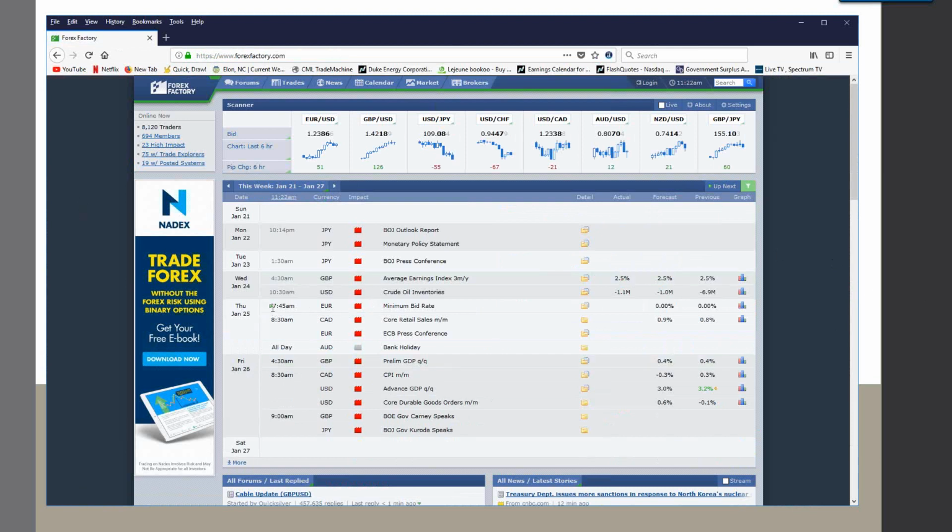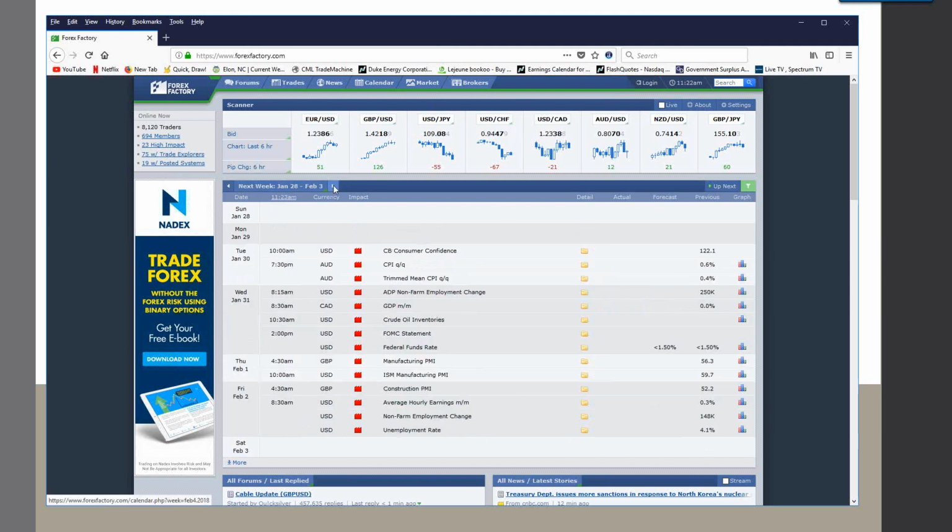So for example, tomorrow morning at 7:45, you have the minimum bid rate. That's followed by the Canadian core retail sales and the ECB press conference. But notice that tomorrow is a bank holiday for Australia. So that means that the Aussie will probably move slower than normal, okay? Then you have the Canadian CPI, you have the core durable goods, you have the British pound, Bank of England Governor Carney speaking, and the Bank of Japan Governor Kuroda speaking.